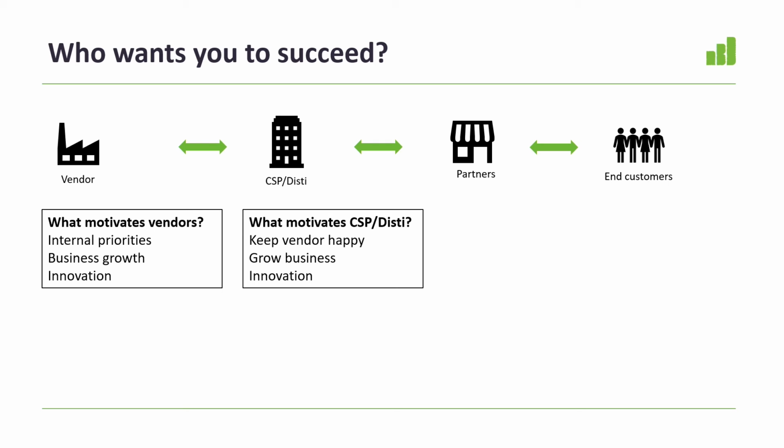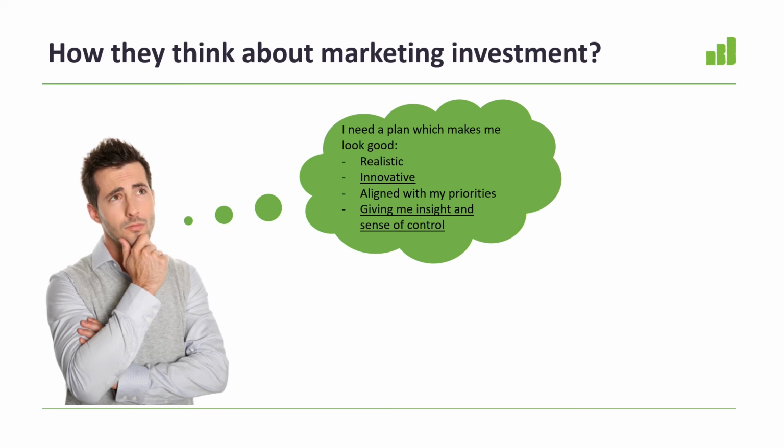And here's a view of a channel with the vendor on the left, CSP or distributor in between, then partners, and then customers on the right. So, if you look at the channel, what motivates vendors? Vendors are motivated by internal priorities, business growth, and also innovation. First of all, they want to keep their vendor happy. Second thing, obviously, they want to grow their business. And third thing, they are also looking for some innovative ways to generate demand, do something new, do something fresh.